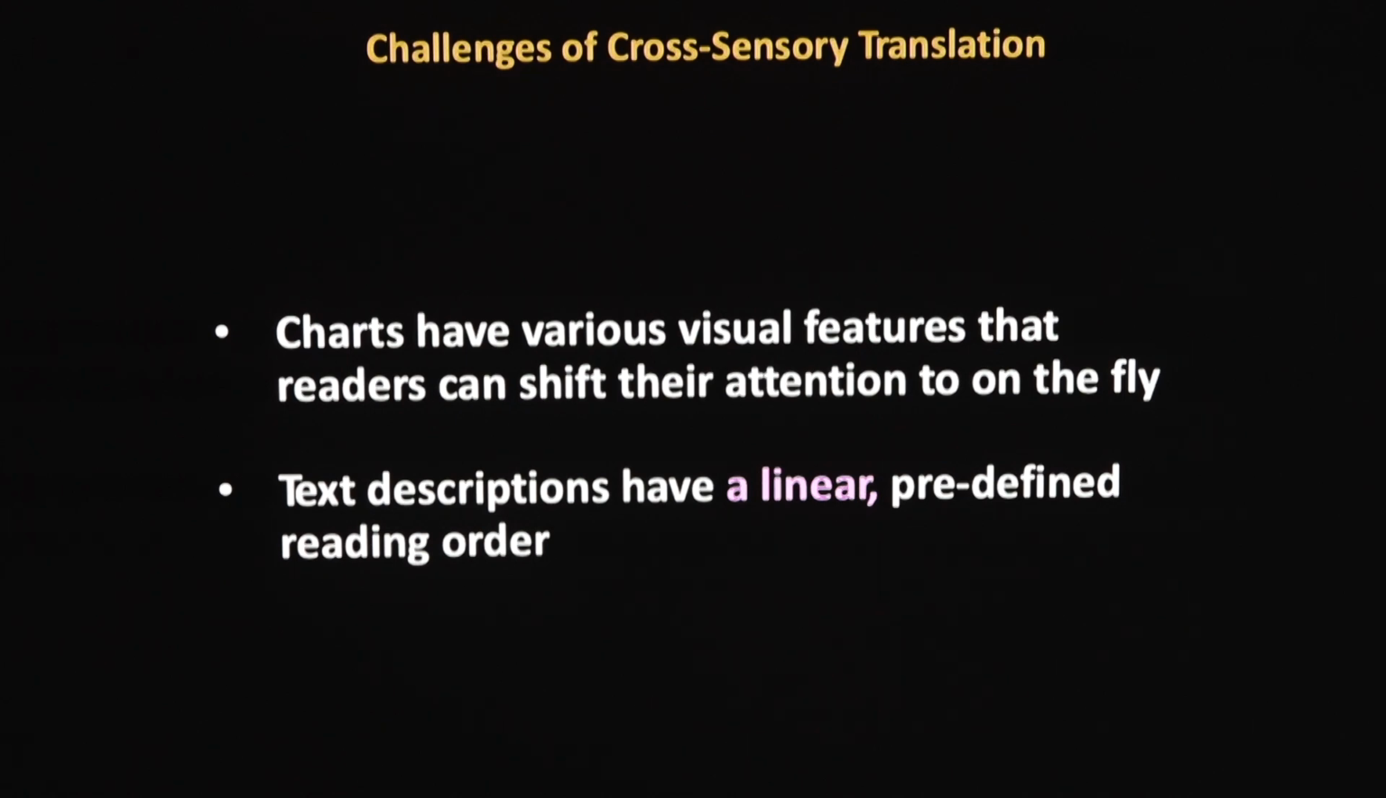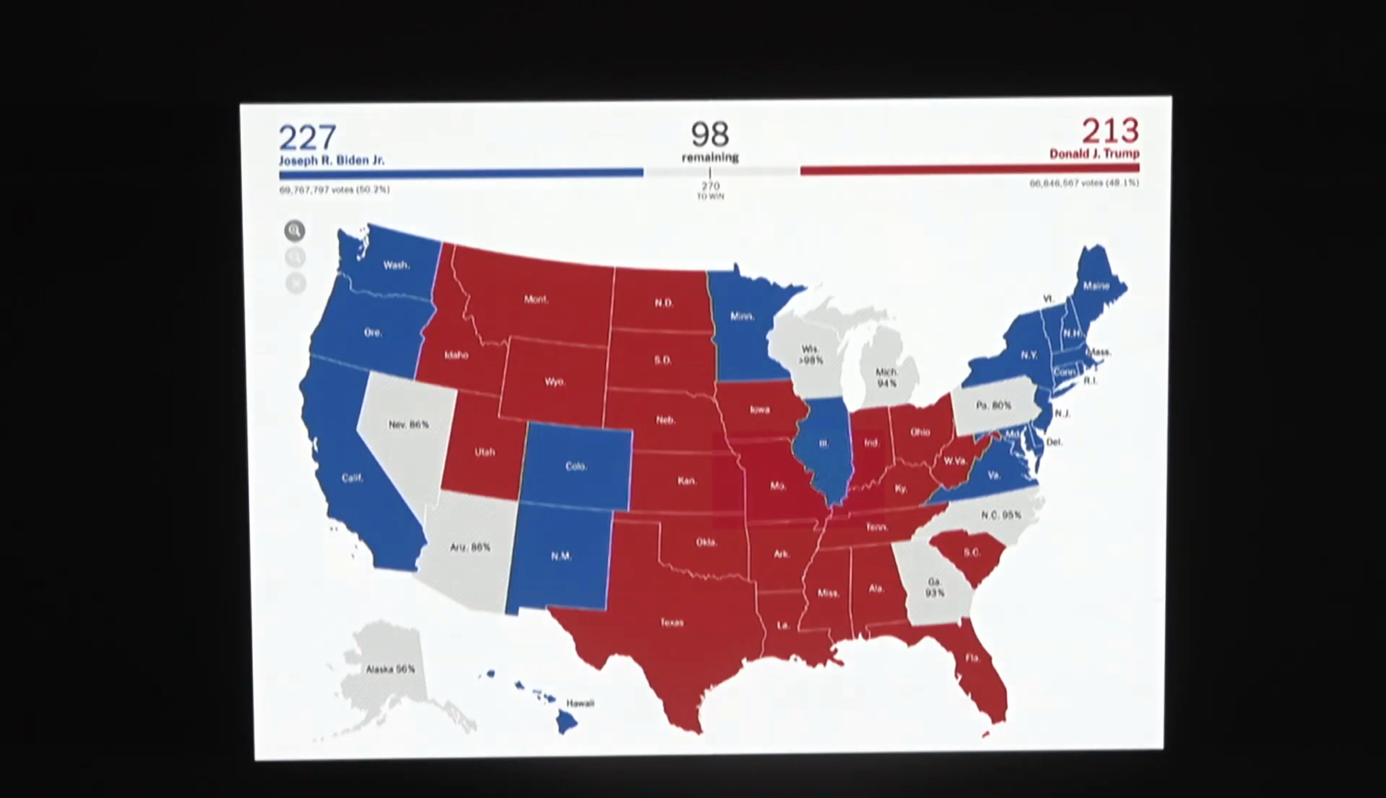But if you're using a screen reader, the text description imposes a linear predefined reading order. So you're beholden to the decisions that the person who wrote the text made about what information was important to include. And so if we walk through an example of what current best practices for making charts accessible look like, using this example election map from that video earlier, there's two main approaches.